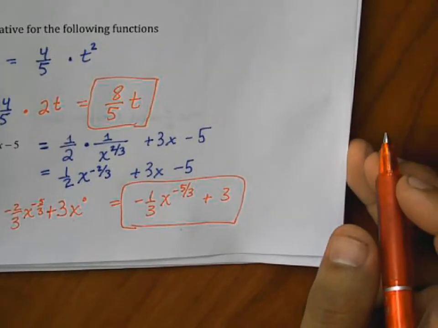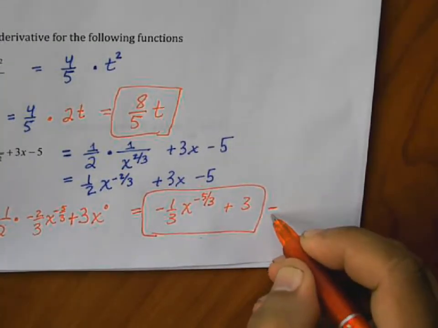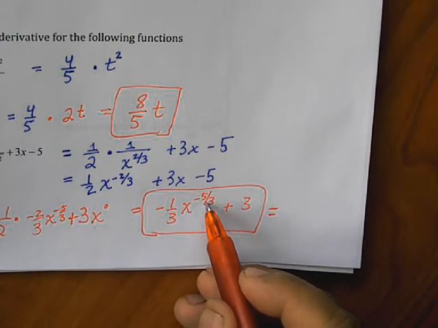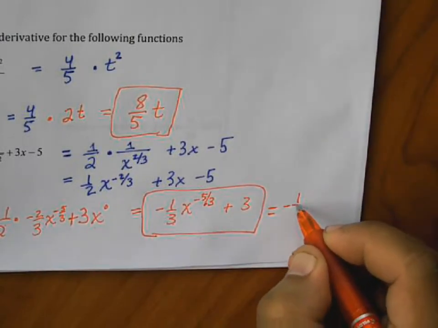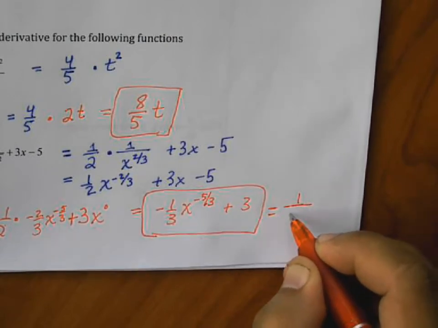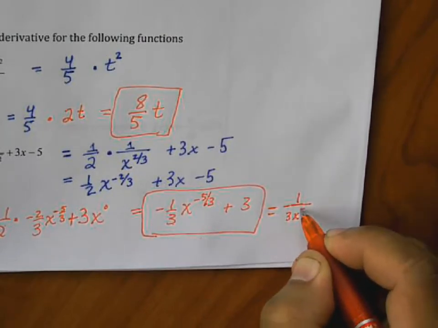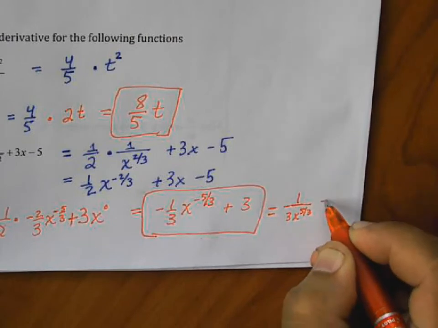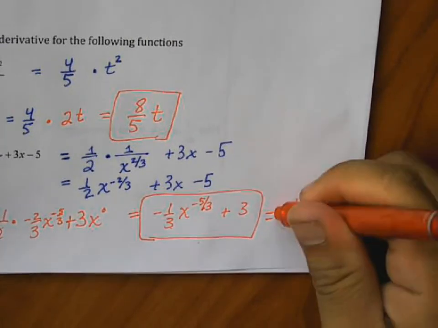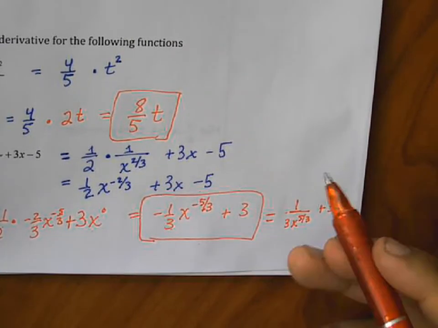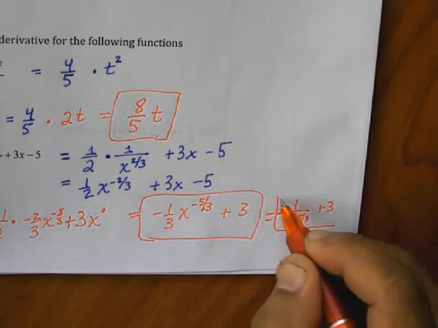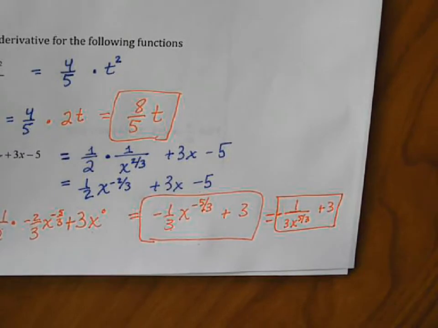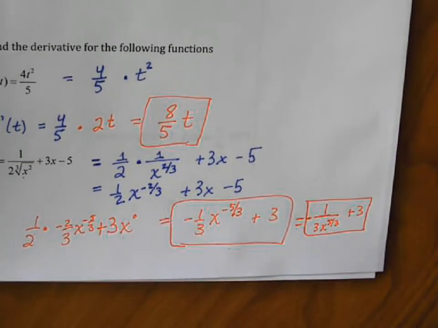In some textbooks and on some multiple choice questions, you might see people flip this and bring this back down. So you might see an alternate version of negative 1 over 3x to the 5/3 plus 3. Now let me make this negative symbol better here. Okay. Negative 1 over 3x to the 5/3 plus 3. All right. So there it is.